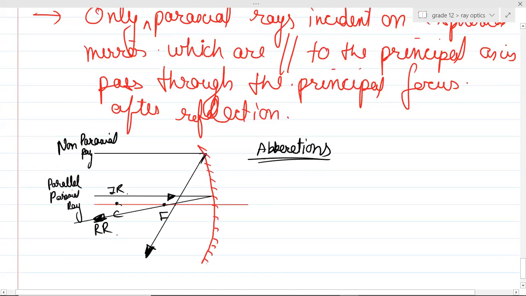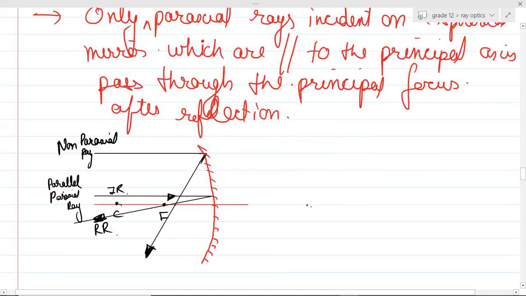So this is the basic cause for what? Aberrations. When non-paraxial rays pass through points which are near focus, they don't pass through the actual focus. So it causes some blurriness in the image, and some other parts get overlapped. Those are basically called aberrations. We will discuss that later if time allows.